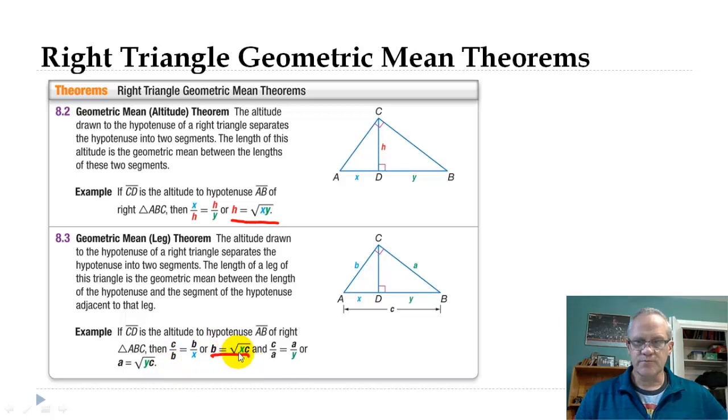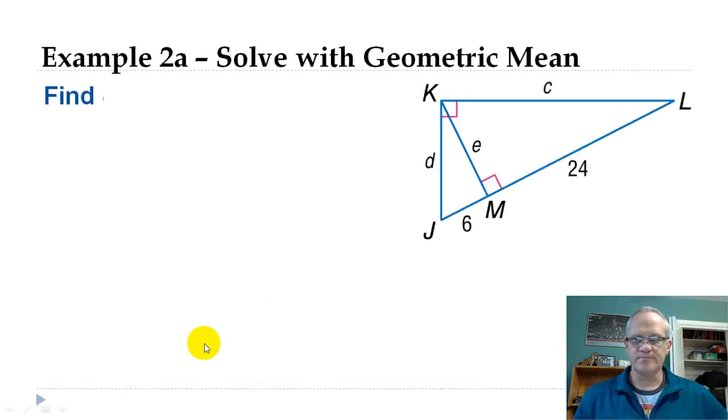If I can pick it out of all the stuff they've got here. B, here's this one. B is the square root of x times c. So it's not x times y, but it's this short part times the whole thing. Okay, so that's how this has to work to find b: that side that's right next to b times the whole thing. And then the other one is a, and a is the square root of yc. So a is the square root of what? The side that's closest to it, y, times the whole thing. If you can remember those three patterns, this is going to be pretty easy.